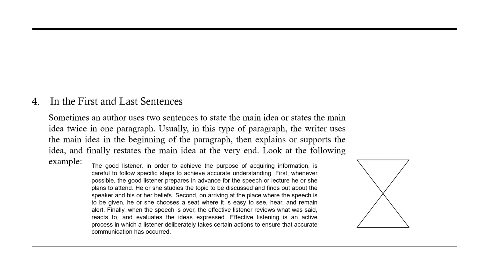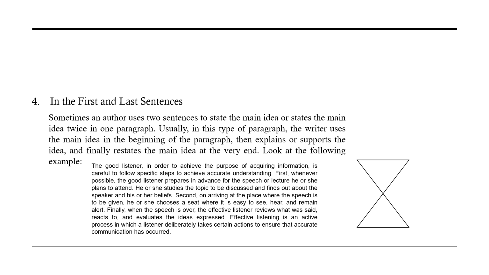The fourth is in the first and the last sentences. Sometimes an author uses two sentences to state the main idea or states the main idea twice in one paragraph. Usually in this type of paragraph, the writer states the main idea at the beginning, then explains or supports the idea, and finally restates the main idea at the very end. You can see the examples on your screen. The first sentence in this paragraph is the first topic sentence, and the last sentence is also a topic sentence. So there are two topic sentences stating the main idea in this paragraph.